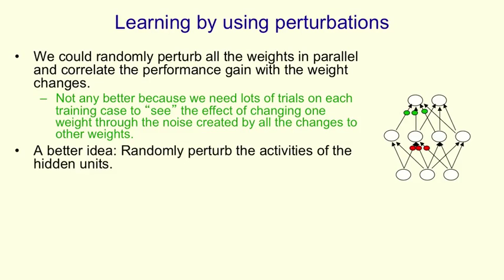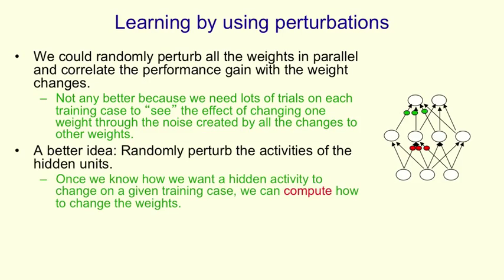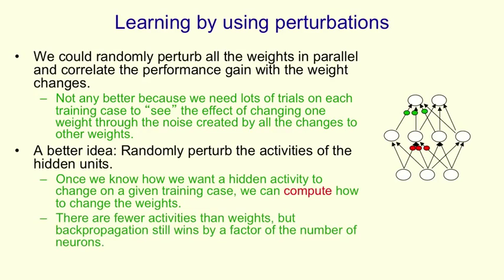Something that does help is to randomly perturb the activities of the hidden units instead of perturbing the weights. Once you've decided that perturbing the activity of a hidden unit on a particular training case is going to make things better, you can then compute how to change the weights. Since there's many fewer activities than weights, there's less things that you're randomly exploring, and this makes the algorithm more efficient. But it's still much less efficient than backpropagation. Backpropagation still wins by a factor of the number of neurons.